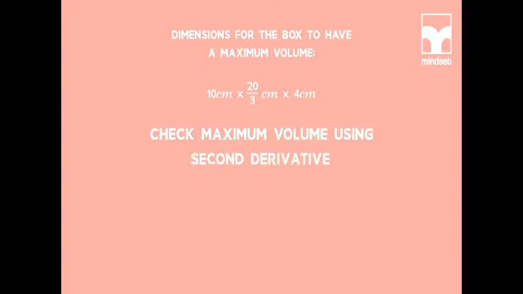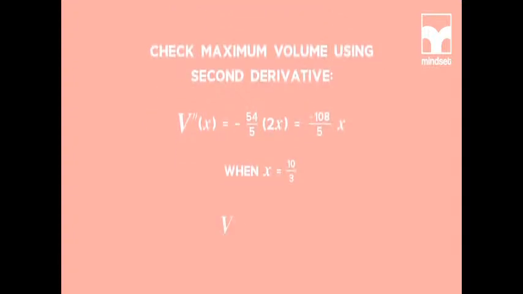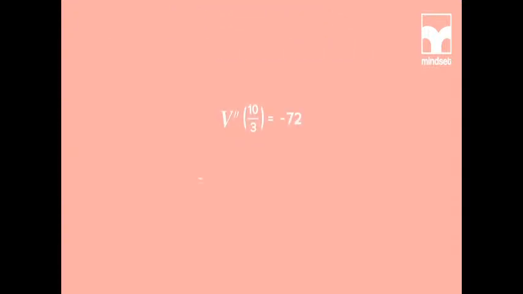10 thirds. This second derivative equals negative 54 fifths multiplied by 2x, which equals negative 108 fifths multiplied by x. When x equals 10 thirds, the second derivative equals negative 72. Since negative 72 is less than 0, the volume is a maximum at x equals 10 thirds.